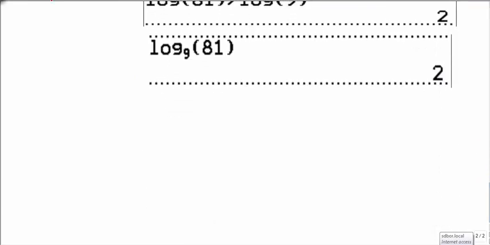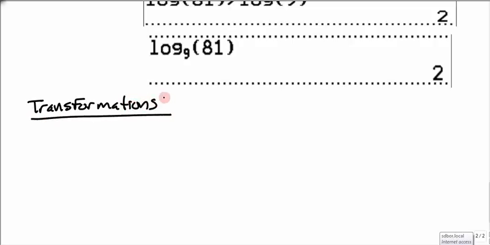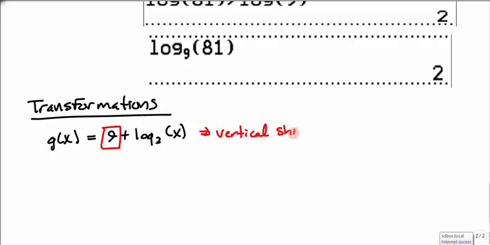Now transformations on the graph work the same as they have for any other transformations, but let's run through a few quick examples. I won't graph these out, but we'll list what the transformations are. For instance, let's start with g of x equals 9 plus log base 2 of x. If you notice here, there's nothing really going on. I have my base and my argument. What's happening here is with this 9, because it's outside the argument, this is a vertical shift, and it will go up 9 units. Now if this was a negative 9, it would go down 9 units. So that's one type of transformation that you'll see.